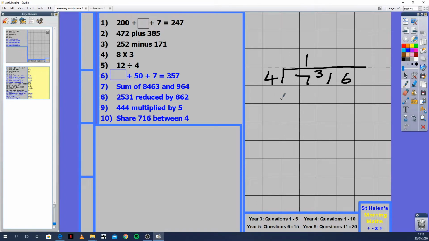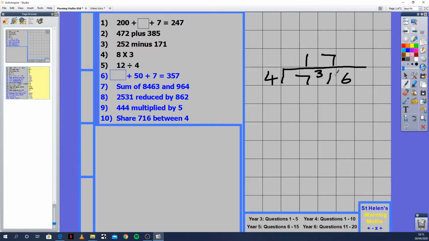4, 8, 12, 16. I've got my fingers out. Count my fingers. 4, 8, 12, 16, 20, 24, 28, 32. 32 is too far because it goes over 31. So I'm going to go back. 4, 8, 12, 16, 20, 24, 28. And that's 7. So that's 4 times 7, which is 28. Got myself lost there.